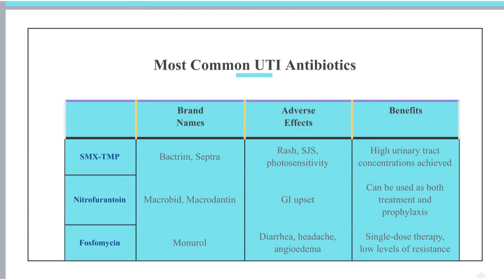Nitrofurantoin, or Macrobid and Macrodantin, is another very common and effective way to treat UTIs. In fact, not only for treatment can nitrofurantoin be used, but it can also be used at lower doses for prophylaxis against recurrence. Fosfomycin is a newer product on the market for UTI treatment. Its brand name is Monurol, and it stands out because it is a single dose therapy. It has low levels of resistance, and it's a very convenient one-day dose for the patient.